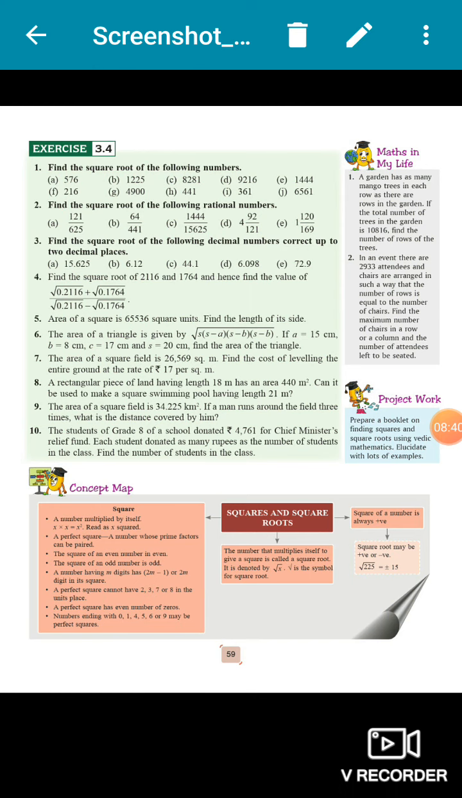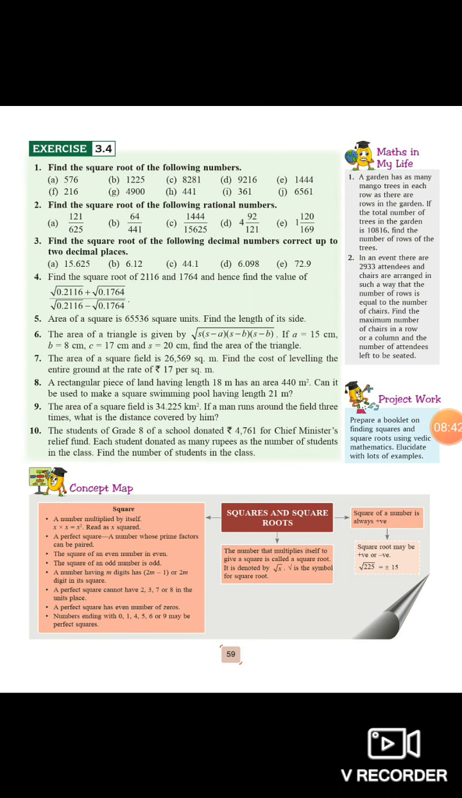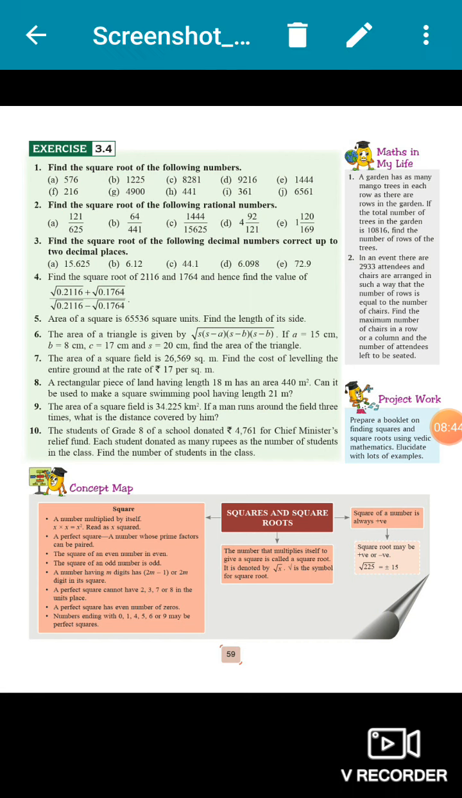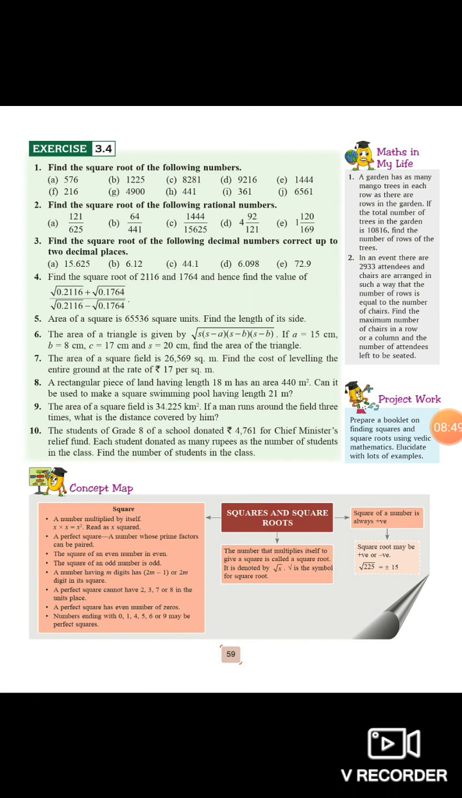Clear, beta? So in this way today you have to complete this exercise, and the chapter will also be completed. Complete this in your notebook, if there is any problem then ask me, and then we will start a new topic. Thank you.